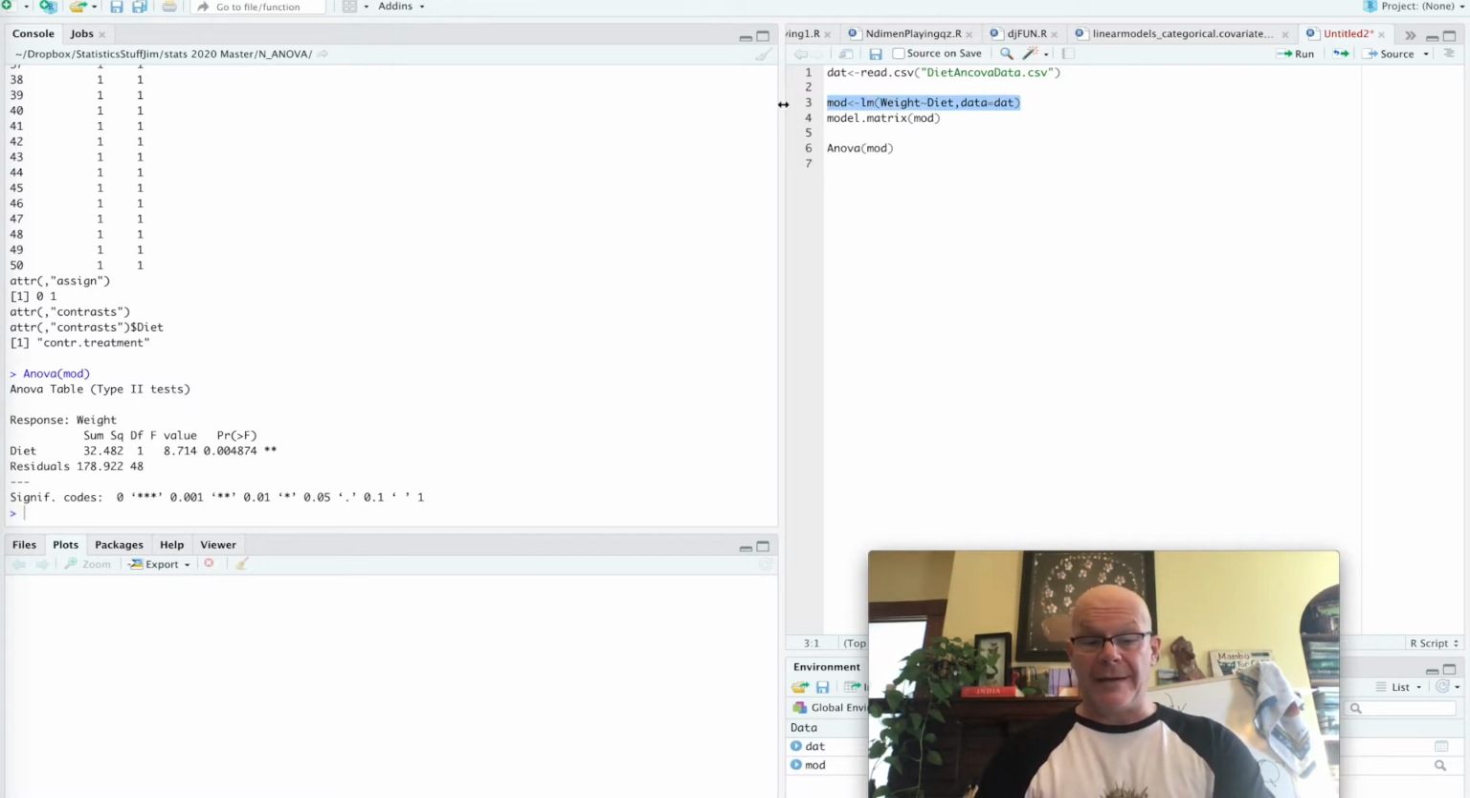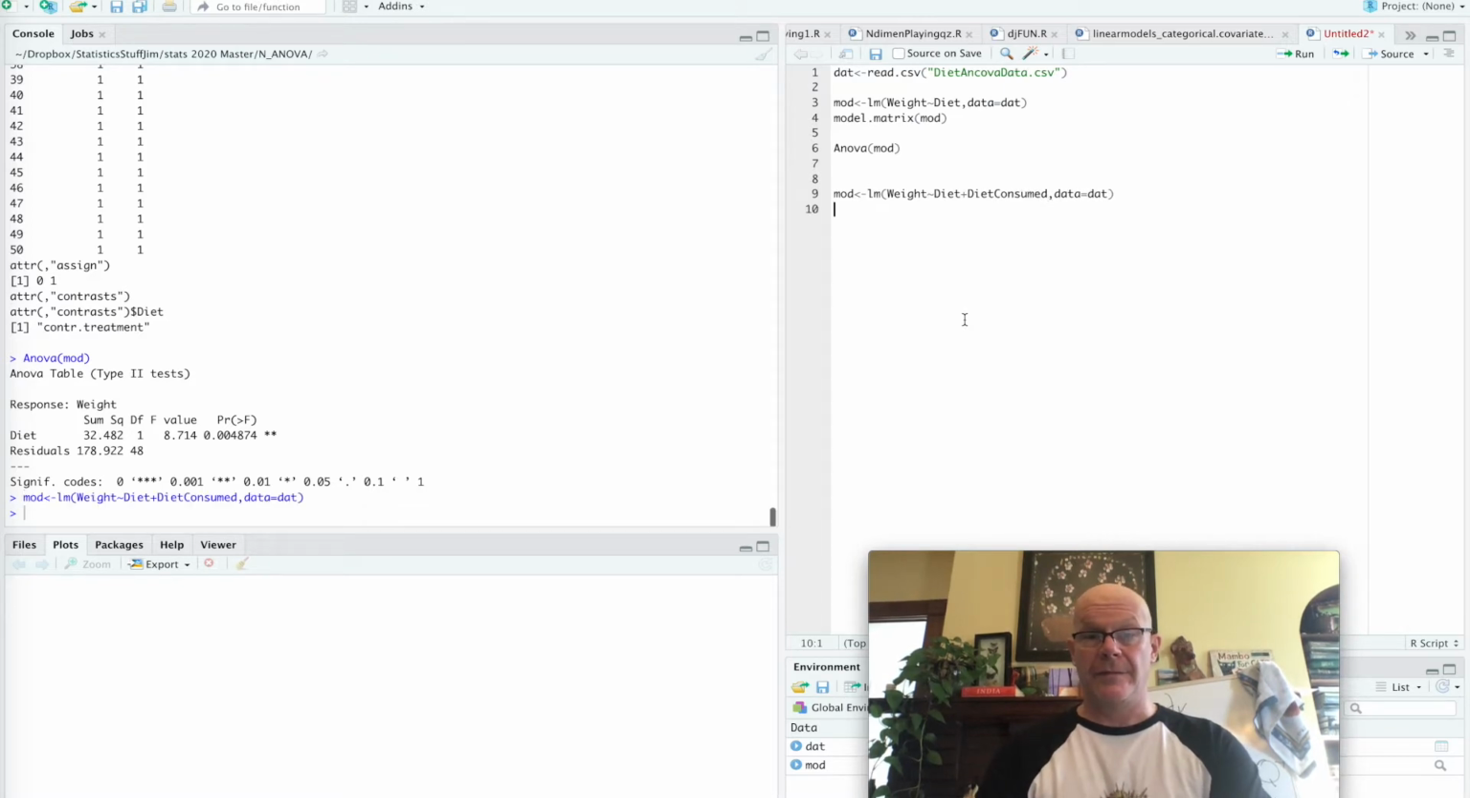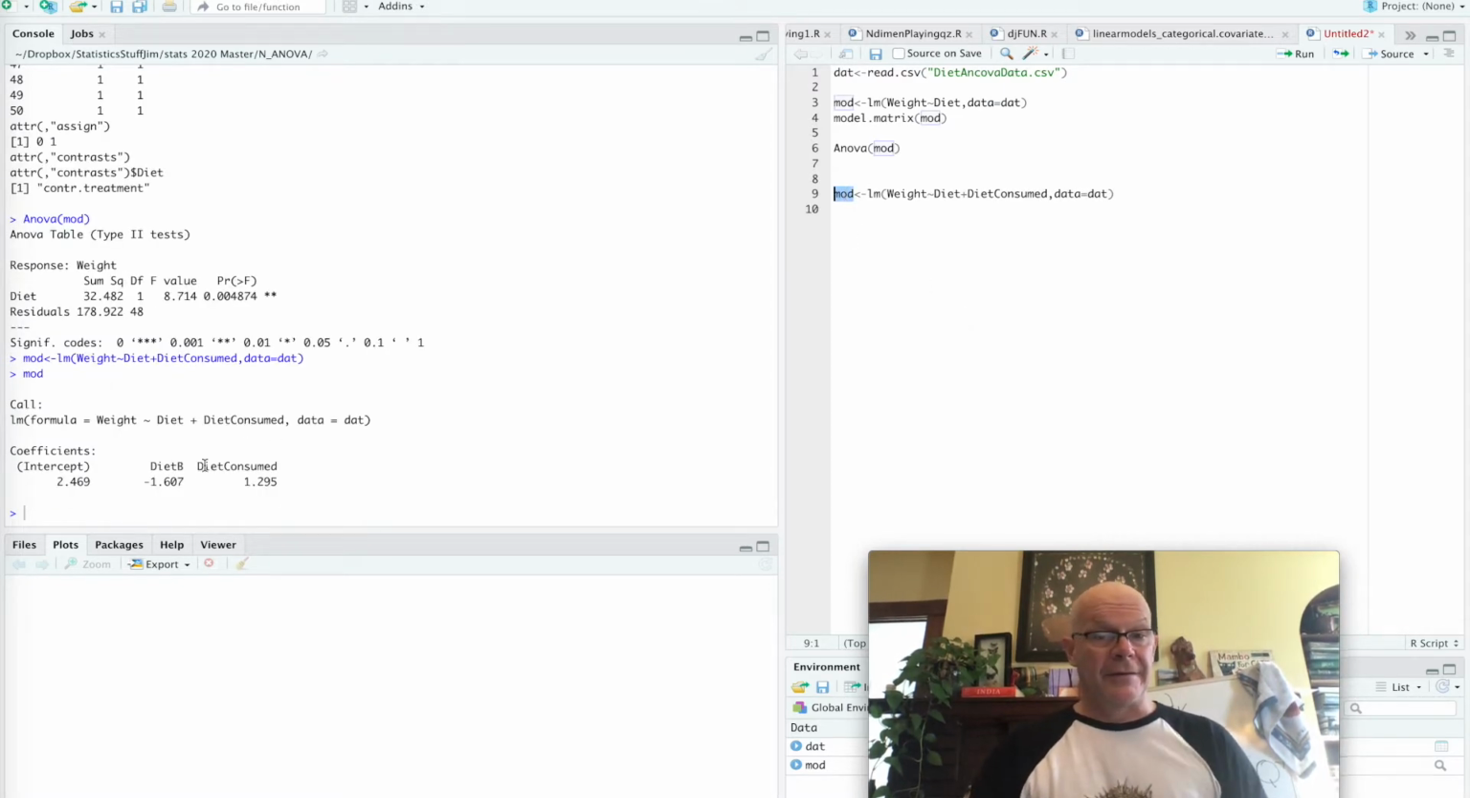And so we can do that by simply adding to our model our continuous covariate, which is diet consumed. Okay, and so now we have an intercept again, we have the effect of diet B, and then we have the effect of diet consumed. So we have a positive slope for diet consumed. That means that the more you eat, the more you'll gain weight. That makes sense. And then similar to before, if you're on diet B, on average, you're simply going to weigh less than you do on diet A.